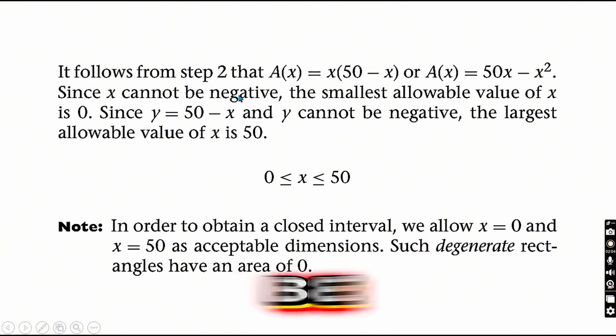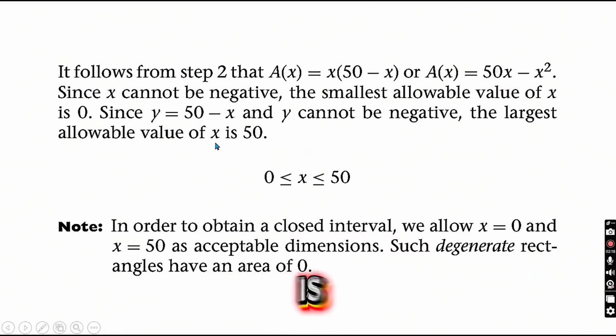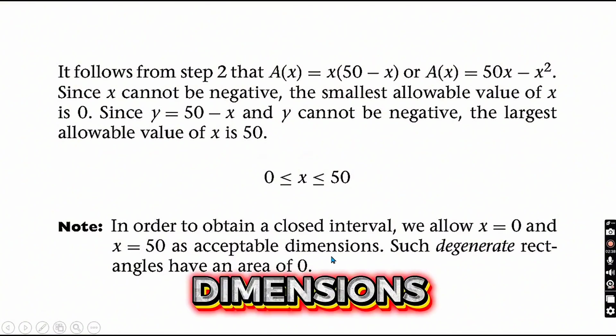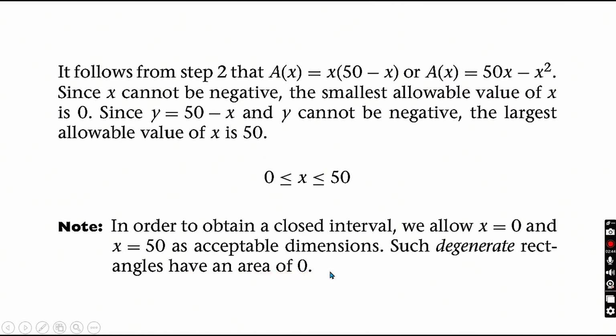Since x cannot be negative, the smallest allowable value of x is 0. Since y is equal to 50 minus x, and y cannot be negative, the largest allowable value of x is 50. So from this, we can form a closed interval where x is from 0 until 50. In order to obtain a closed interval, we allow x is equal to 0 and x is equal to 50 as acceptable dimensions, such that the generated rectangles have an area of 0.